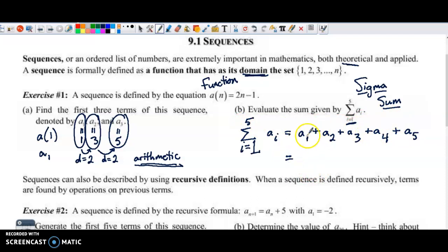So we already found a few of these numbers. For instance, we found that a sub 1 is 1, a sub 2 is 3, a sub 3 is 5. Well, if we wanted a subscript 4, we would plug in 4 in here. 2 times 4 is 8, minus 1 would be 7. If you notice the pattern going on, 1, 3, 5, 7, what do you think the next number will be? 9. And then the evaluation of this would be, well, 1 plus 3 is 4, 4 plus 5 is 9, plus 7 would be 16, plus 9 would give me 25.